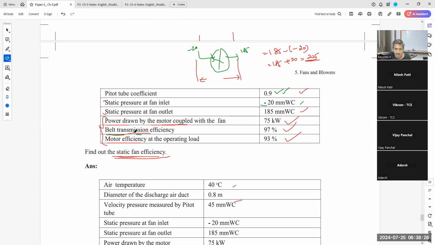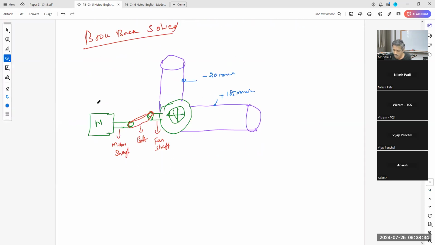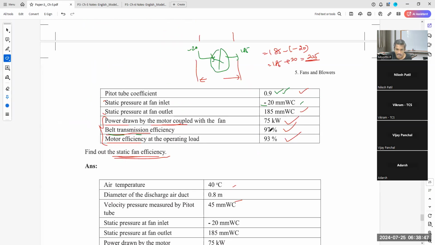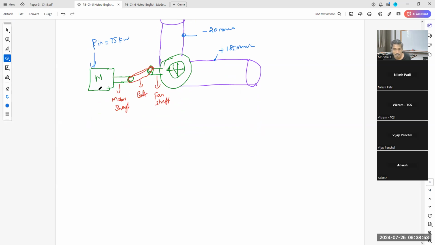And the fan: power drawn by motor, P in, 75 kilowatt. Belt efficiency 97, motor efficiency 93%. Belt efficiency here 97%. Okay, next.